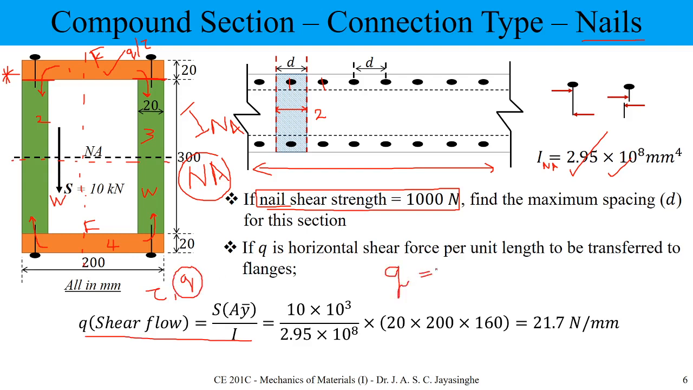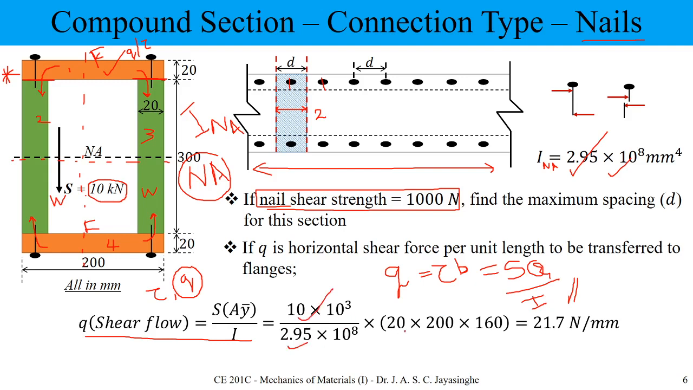Shear flow is equal to tau times b. What does tau times b mean? It is shear force times Q, the first moment, over I. This is the shear flow equation. In here, the applied shear force at that cross section is given as 10 kilonewton. Be careful about units: 10 kilonewton, and I am using Newton here.